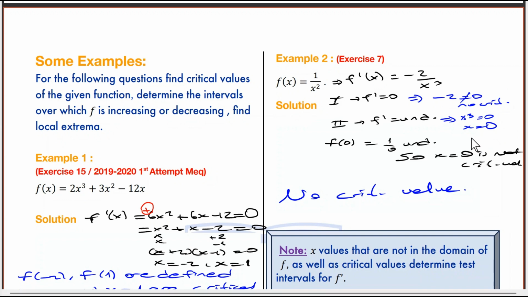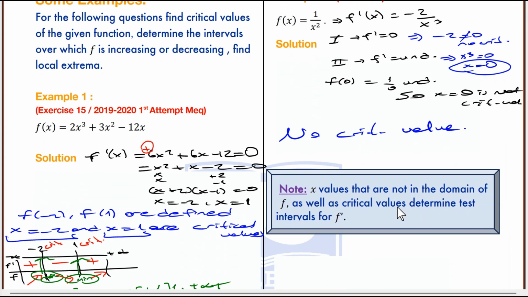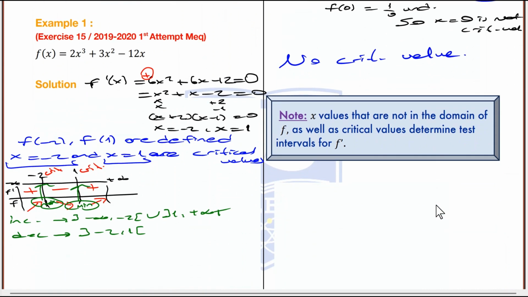We are going to make the table by using the numbers that we found from the derivative, from either first case or from the second case. We have to use the numbers along with the critical values. So we don't have to have a critical value to determine the test intervals. X values that are not in the domain of f also determine the test intervals. So let's make a table of variations. Even though 0 is not critical value, we have to do this.